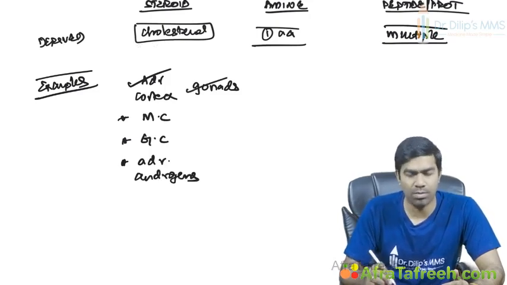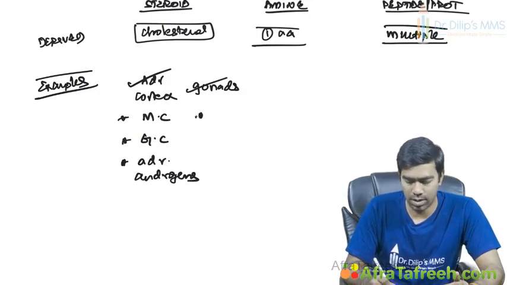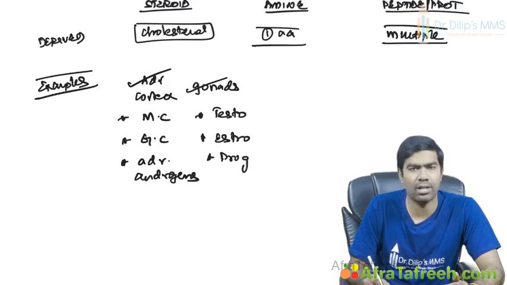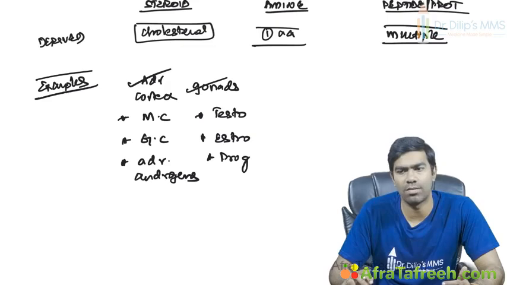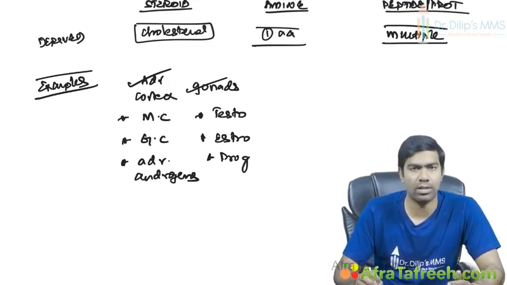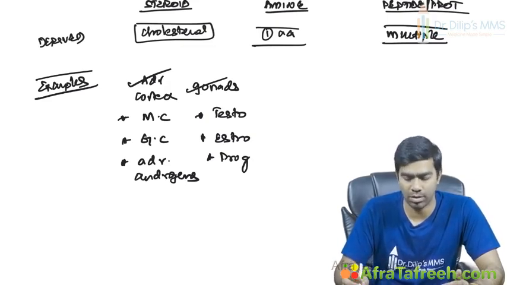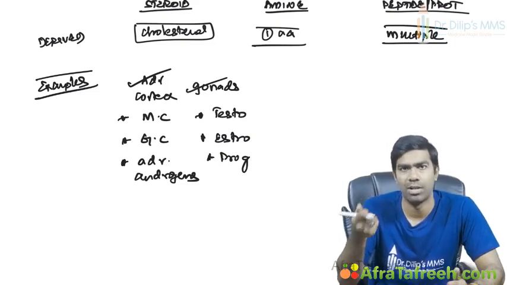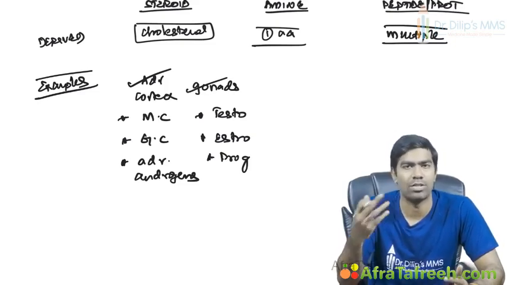What are the hormones that come from the gonads? You have testosterone, estrogen, and progesterone. Or they can come from the fetoplacental unit. The majority of the hormones that come from the fetoplacental unit are steroid hormones only. So let us now go to the amine-based hormones. What are the amine-based hormones? They can be based on a single amino acid like phenylalanine, tyrosine, tryptophan, or even histidine.